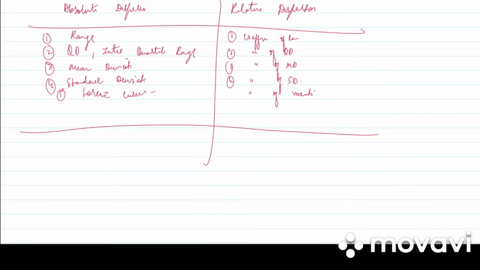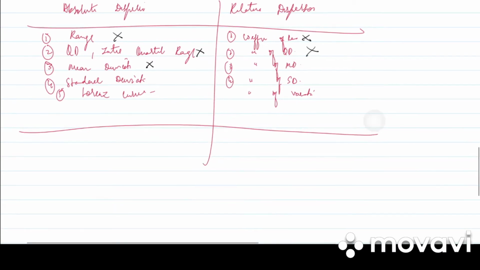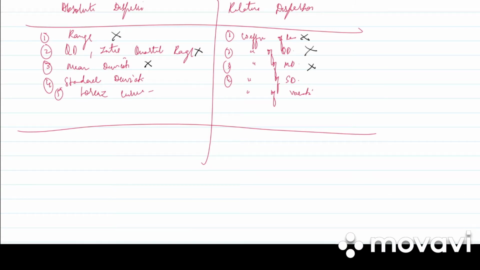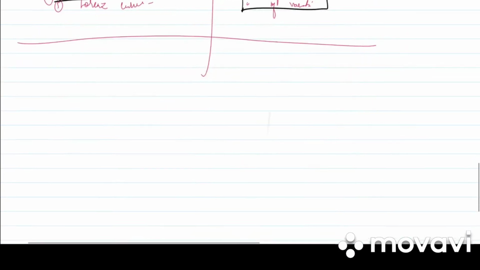So till last year the students were supposed to study each and everything, but this year from your syllabus range has been deleted, coefficient of range has been deleted, quartile deviation is deleted, coefficient of quartile deviation is deleted, mean deviation is deleted, coefficient of mean deviation is deleted. So what is remaining? This year we have to only study standard deviation, coefficient of standard deviation and coefficient of variation. You are really a lucky batch that you don't need to study most of the things in this chapter.